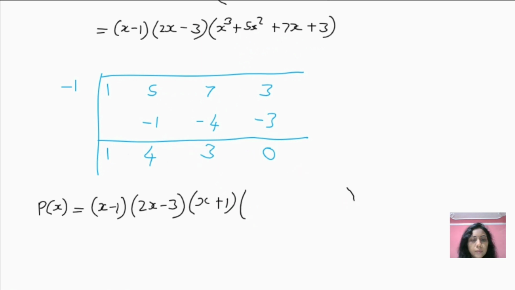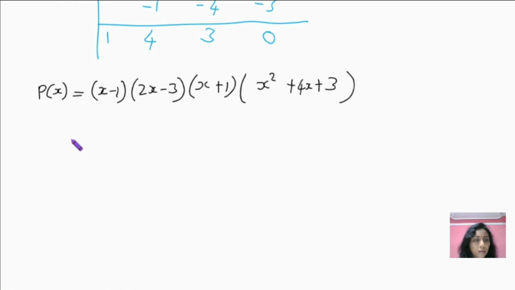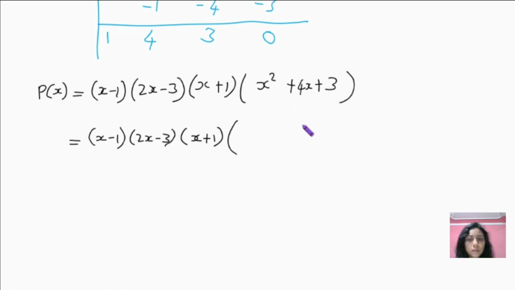Now here quotient part, 3 constant, then x coefficient 4x, and then this is x square. And now this is quadratic polynomial, so we can solve very easily. Okay, x minus 1, 2x minus 3, x plus 1. And now we can solve this quadratic trinomial.